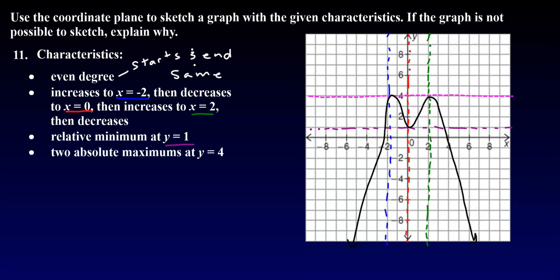And since it said increases to x equals -2, that meant I was starting at the bottom because I can't increase from the top. So I had to start at the bottom. I increased till I ran into where the blue and the pink intersect. I then decreased until I ran to where the red and the maroon intersect. And then I increased again to where it says x equals 2 to reach its second maximum, and then it said decrease after that, so then I decrease back to the bottom. So your graph should look similar to mine, but not exactly the same as mine. And with that, that's how we use coordinate planes to sketch a graph with given characteristics.